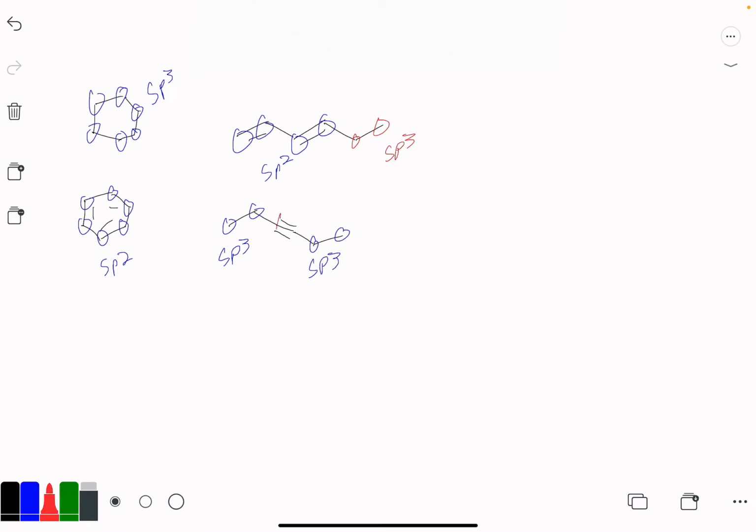And now these here are sp3 because they're single bonds. And then finally, the last one right here, this is sp3, sp3. Then these two here would be sp. And so that is how you determine the hybridization of a carbon atom.